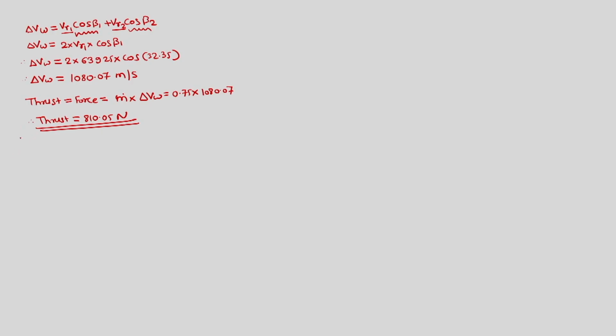Now we can find out the axial thrust, which is equal to VR1 sin beta 1 minus VR2 sin of beta 2, but again VR1 is equal to VR2 and beta 1 is equal to beta 2, so this is equal to 0. So we have, this is basically axial change.